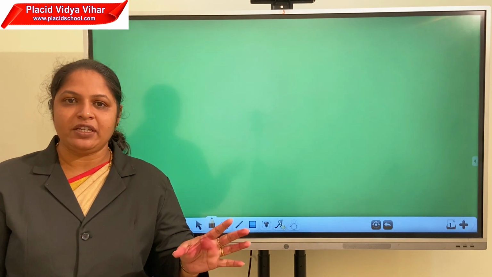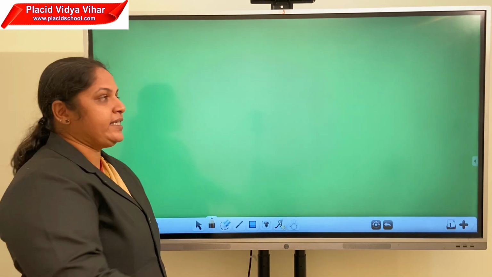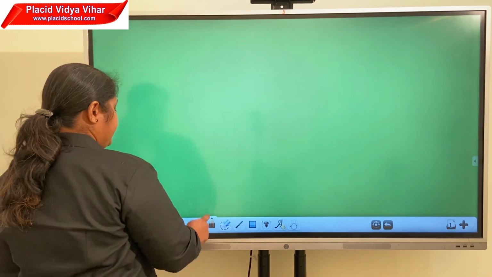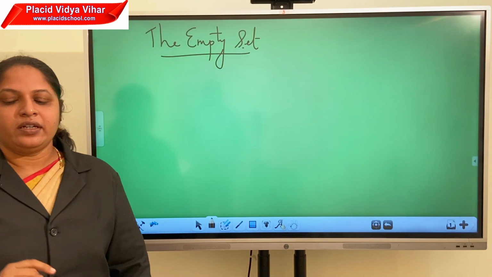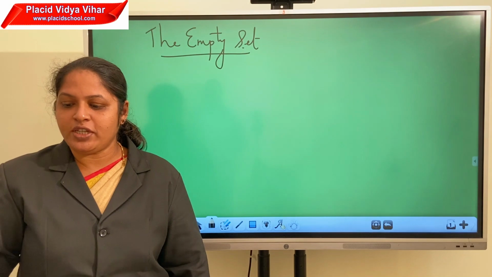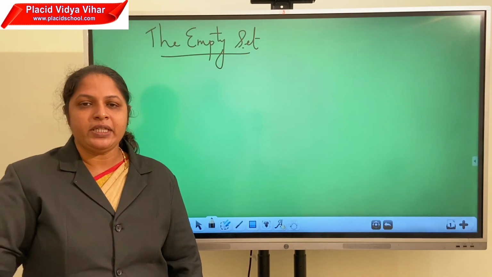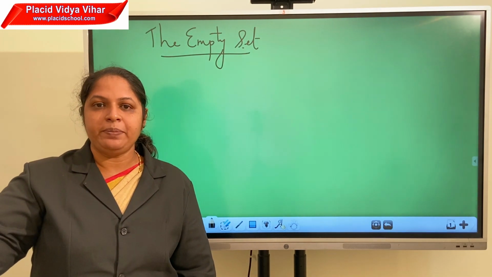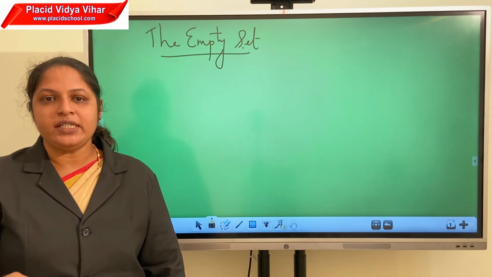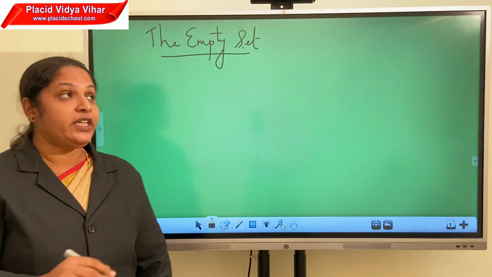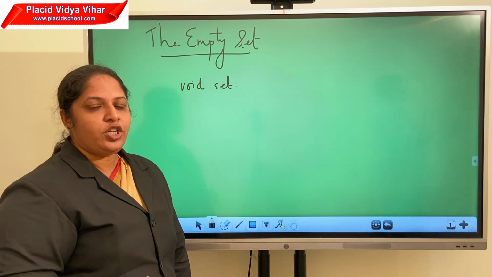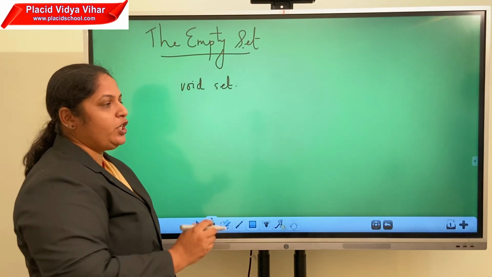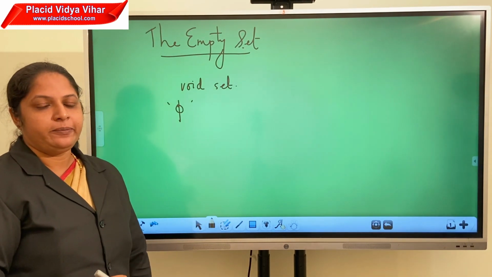So first we'll write the definition, then we'll move on to the examples. Write the heading as the empty set. Write the definition. A set which does not contain any element in it is called an empty set or a null set or a void set. A null set or an empty set is denoted using the symbol phi.